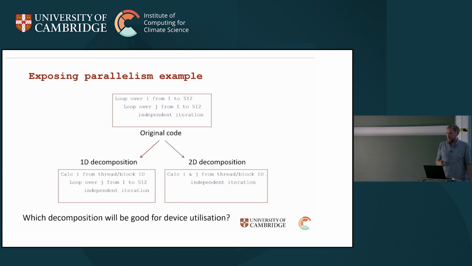So here we go, we've got another example. Which decomposition will be good for device utilization? So we have a piece of code. I can't remember what this piece of code is supposed to be. So yeah, it's a 2D problem, I and J. So you can imagine it's an image 512 by 512. Some piece of instruction that we're doing is independent of each pixel in the image, and we can decompose it in two ways. So we can decompose it in 1 dimension or 2 dimensions. Which is going to be best for device utilization? Is it going to be left or right?